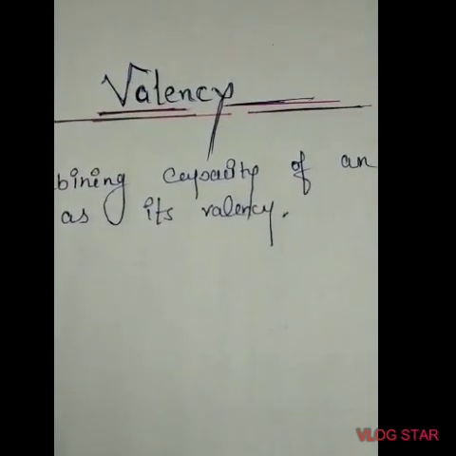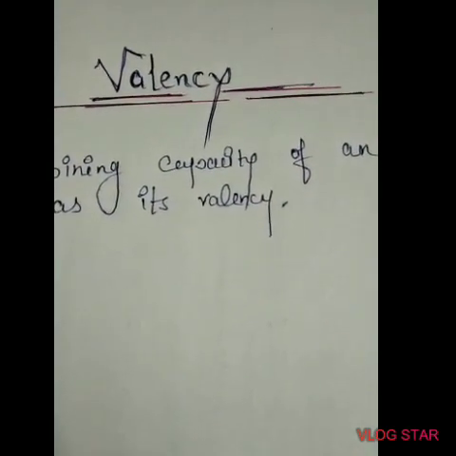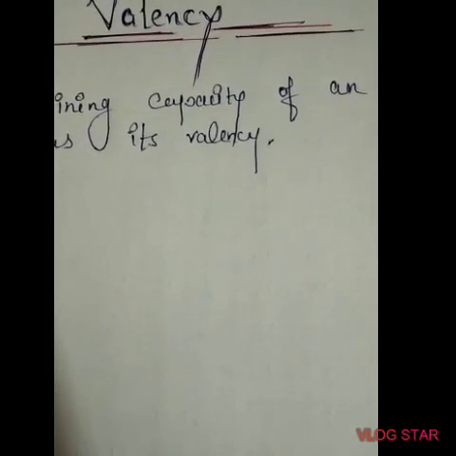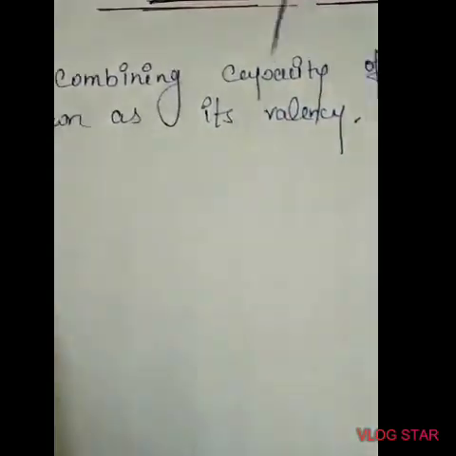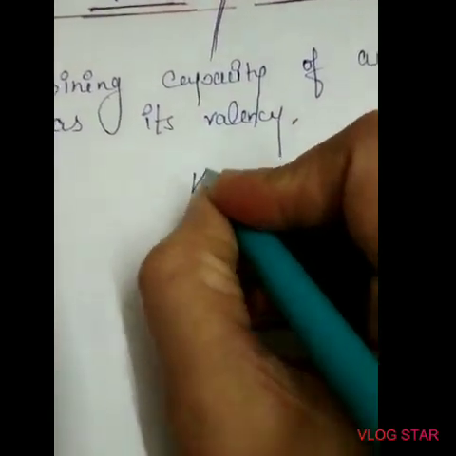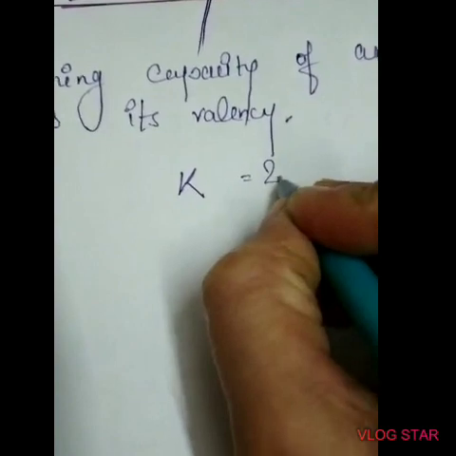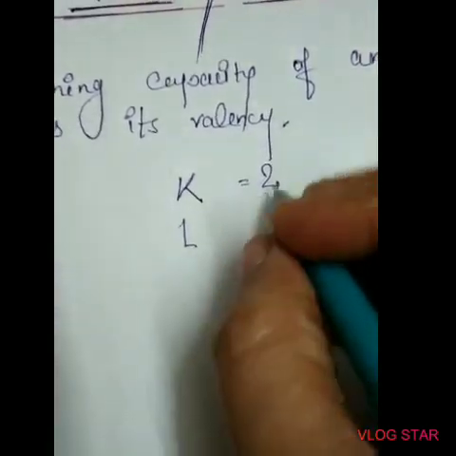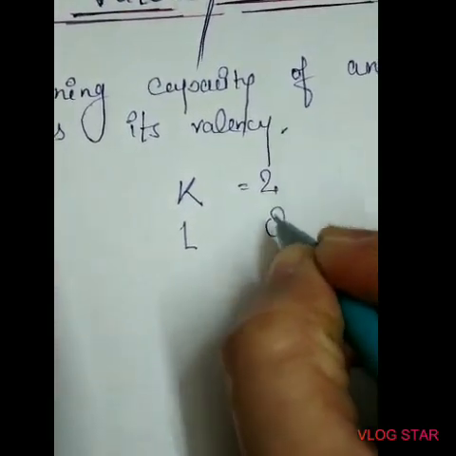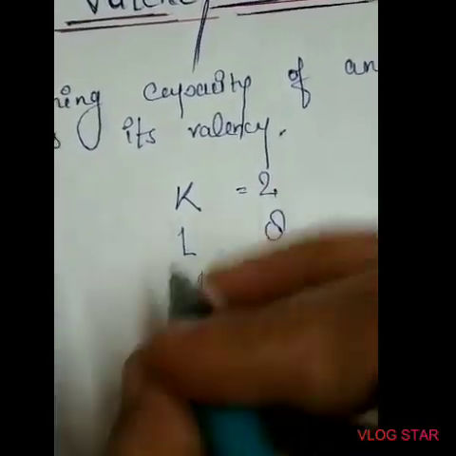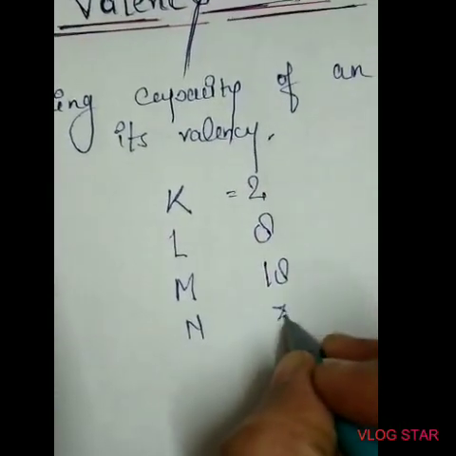That means we should know about the K, L, M, N shells. What is the capacity of the K, L, M, N shells for holding electrons? We know the K shell has capacity to accept 2 electrons, L has capacity to accept 8 electrons, the M shell can have a maximum of 18 electrons, and the N shell can have a maximum of 32 electrons.